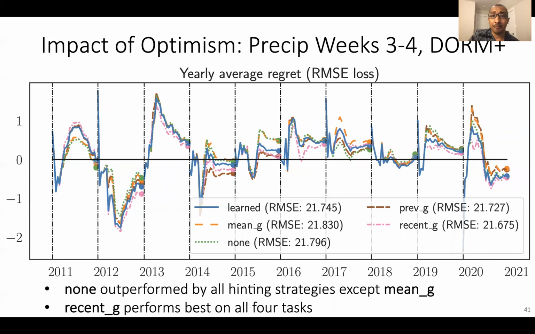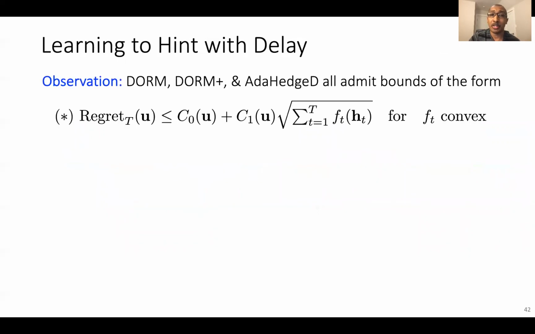Now you might wonder, how do you pick one of these hinting strategies in practice? We've wondered exactly the same thing, and so this is the solution that we've come up with. We call it learning to hint with delay. And it's based on this observation.